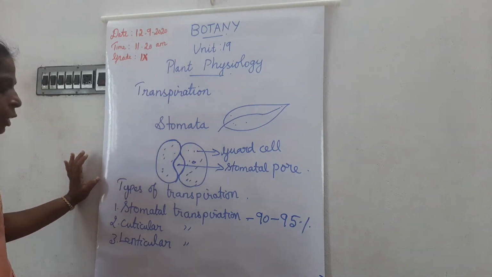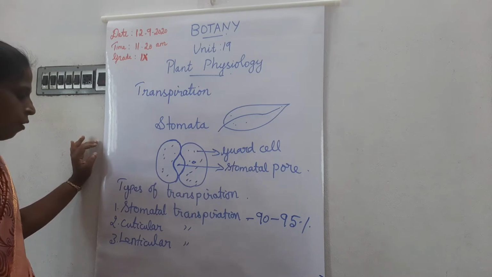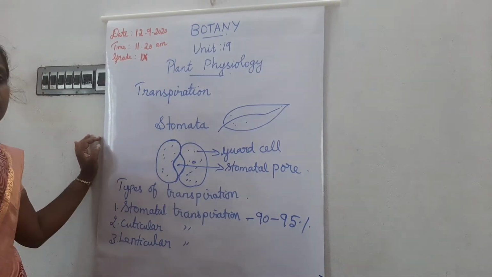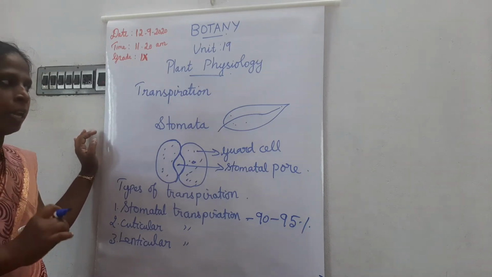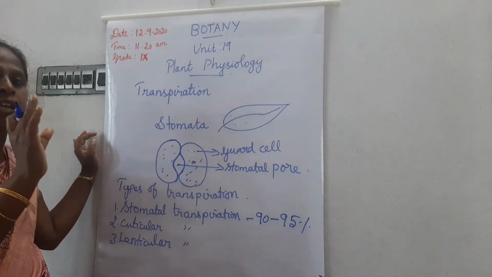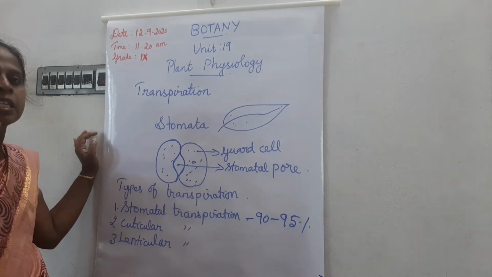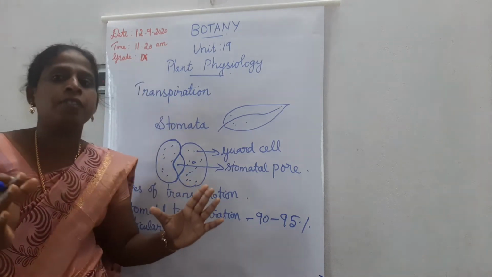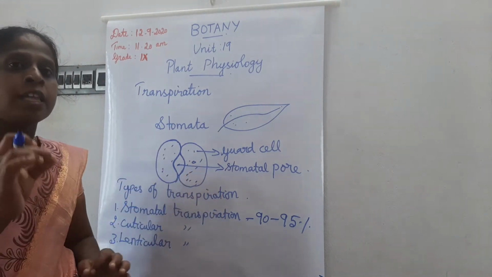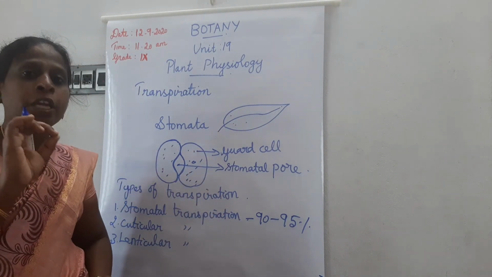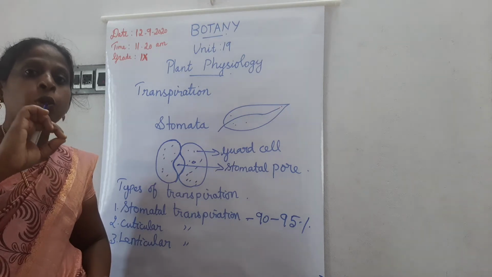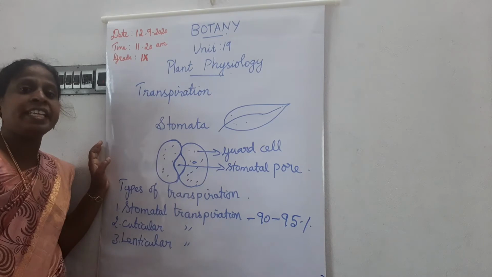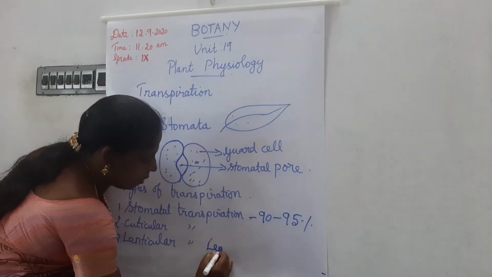Third type is lenticular transpiration. First let us know what lenticels are. The lenticels are small minute openings present on the bark of the stem or twigs. We all know the outermost covering of the stem is called bark. It consists of small minute openings that protrude outside. Those are called lenticels.